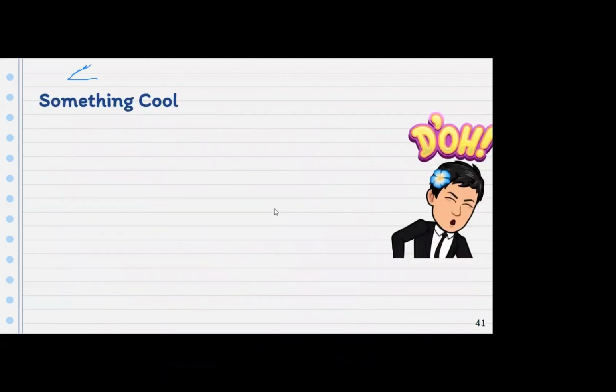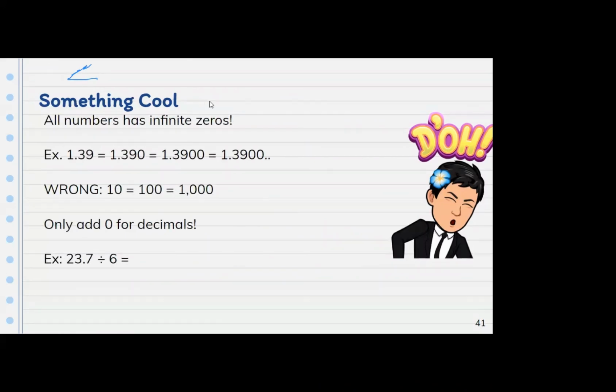So something cool. All numbers have infinite zeros. I told you about this, right? 1.39 equals 1.390 equals 1.3900 equals 1.39 with an infinite amount of zeros. The dot dot dot means it goes on forever. So the infinite amount of zeros still equals 1.39. We can't do this with whole numbers. 10 does not equal 100, and it doesn't equal 1000. We know that already. But this does work because the decimals are irrelevant for us. So we only add zeros for decimals.